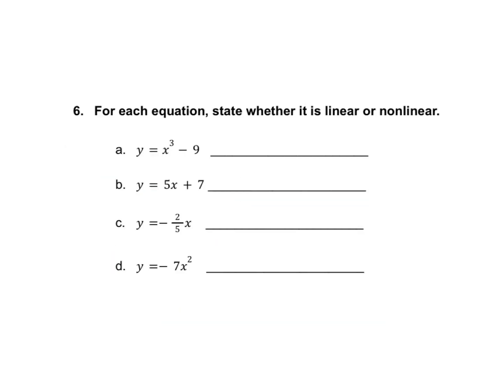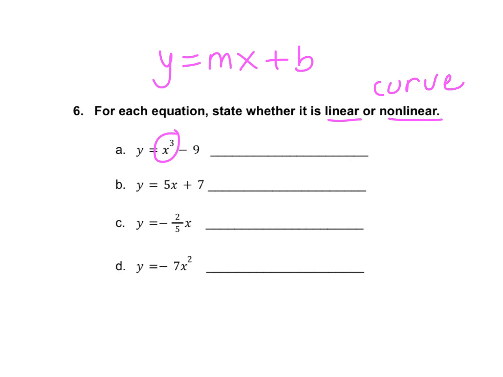For number 6, for each equation state whether it's linear or nonlinear. Linear would make a straight line when we graph it, and nonlinear would curve. And we have learned that if we ever see an exponent, if it's not in traditional y equals mx plus b form, if there's an exponent, it's going to show exponential growth, which is non-linear.